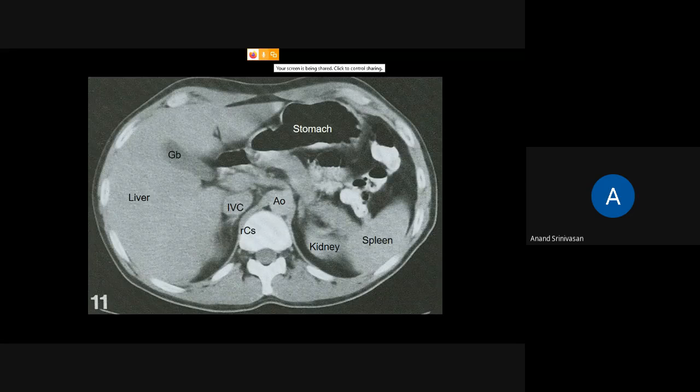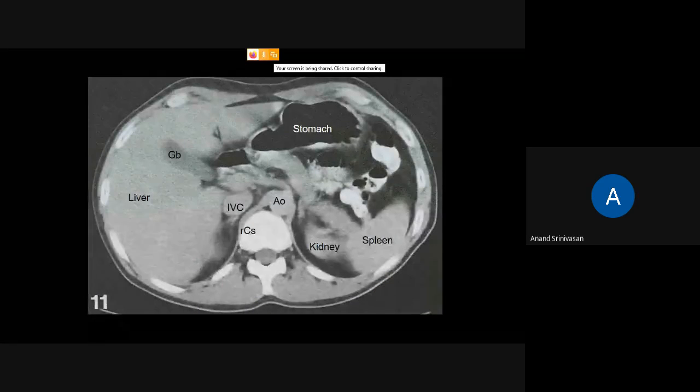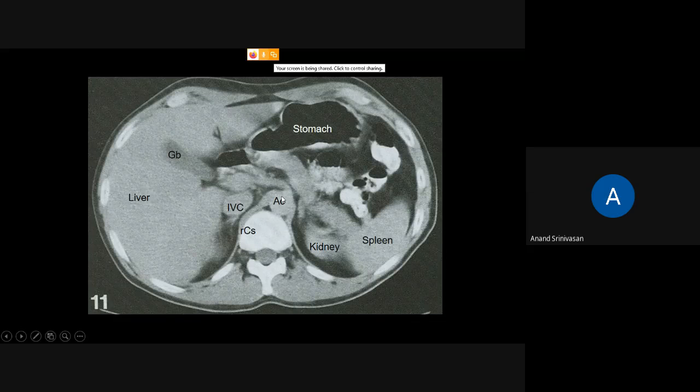So here you can see the liver. This is slightly below, probably at the xiphisternal level. Just below it, you will be able to see the different levels. In this level, you are able to see the gallbladder, the aorta, right crest, the kidney, spleen, the stomach, everything, all the other structures.